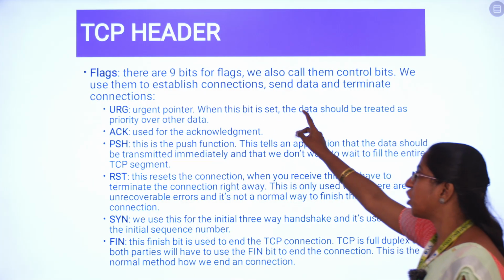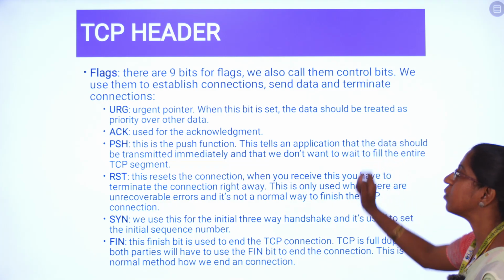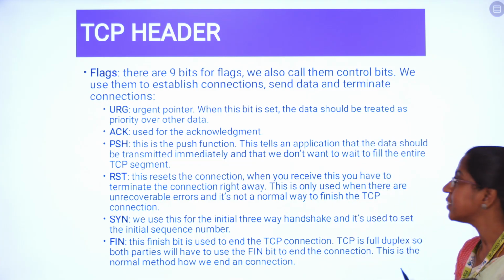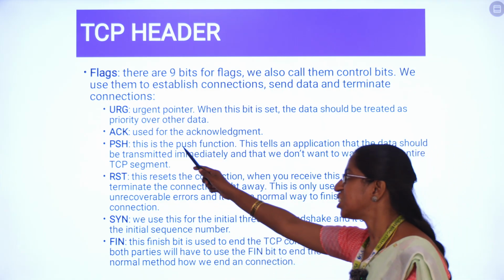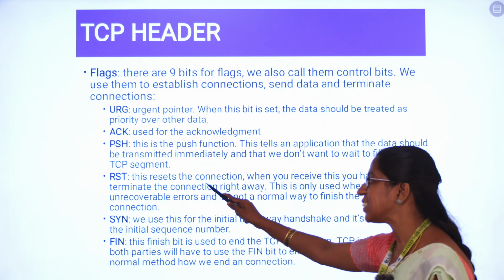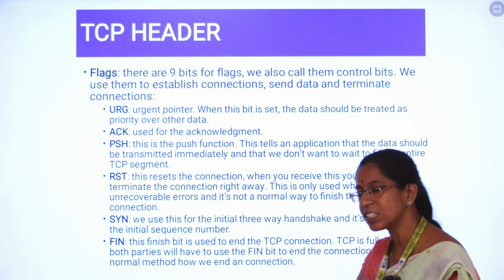There are 9 bits for flags. We call them control bits. We use them to establish connections, send the data and terminate the connections. The flags are URG, ACK, PSH, RST, SYN, FIN. These are all the flag bits.